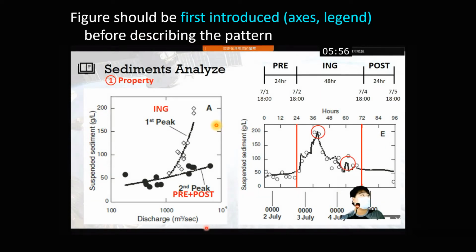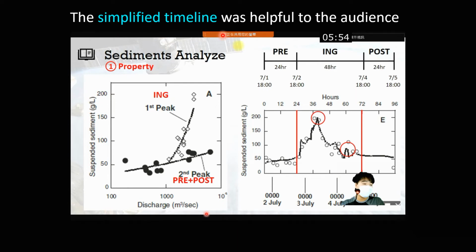And here's the result. In the experiment one, we call it property of sediments, they found two peaks during the typhoon time. He described the pattern of this figure without introducing the axis first. The simplified timeline was helpful to the audience. This dots composed to these lines is during the typhoon time, which is the impact the Taiwan's the most.